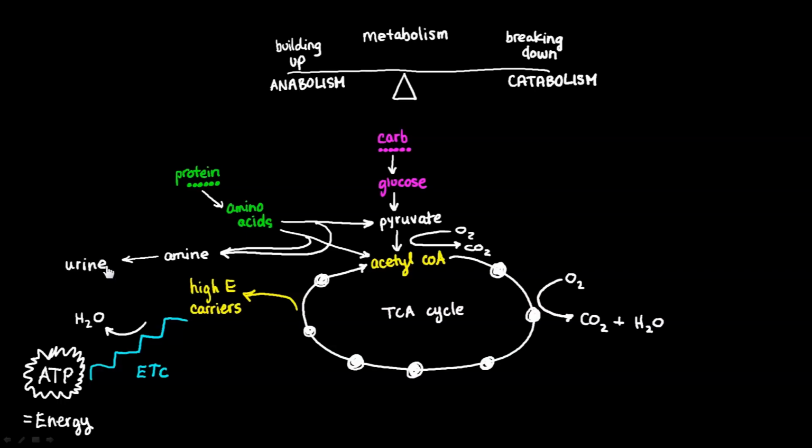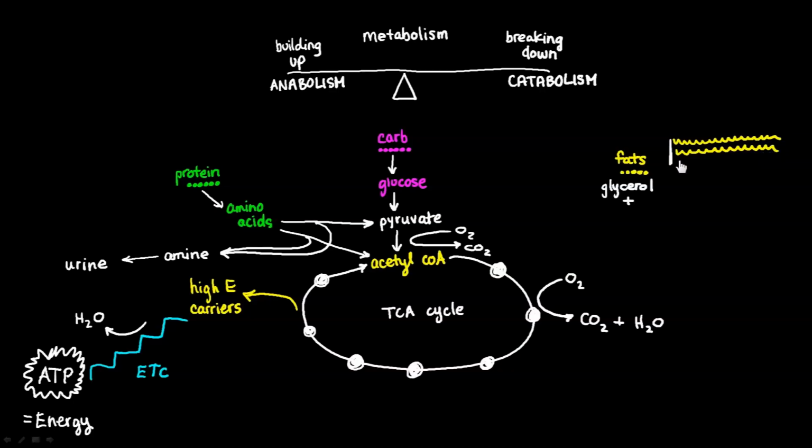So that's how we get rid of those amine groups. Let's look now at what happens to the fats that we eat in our diet. So fats basically are made up of a little glycerol backbone. So I'm going to write here glycerol, and long chains of what we call fatty acids. There are 3 of them attached to each glycerol backbone.